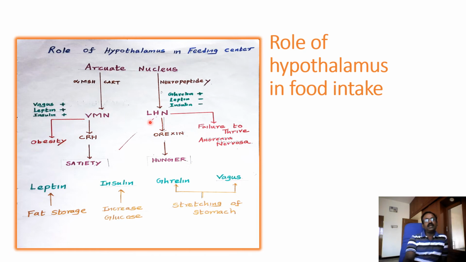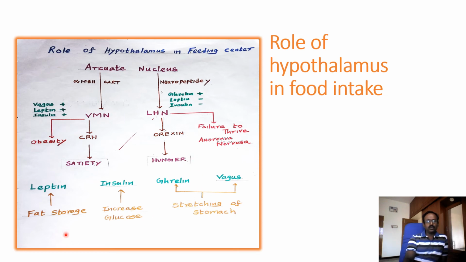Lesions of the lateral hypothalamic nucleus produce anorexia nervosa. So the patient does not eat anything, and they will lose weight. Orexin is the substance released from the hypothalamus that stimulates the appetite. So it stimulates hunger.